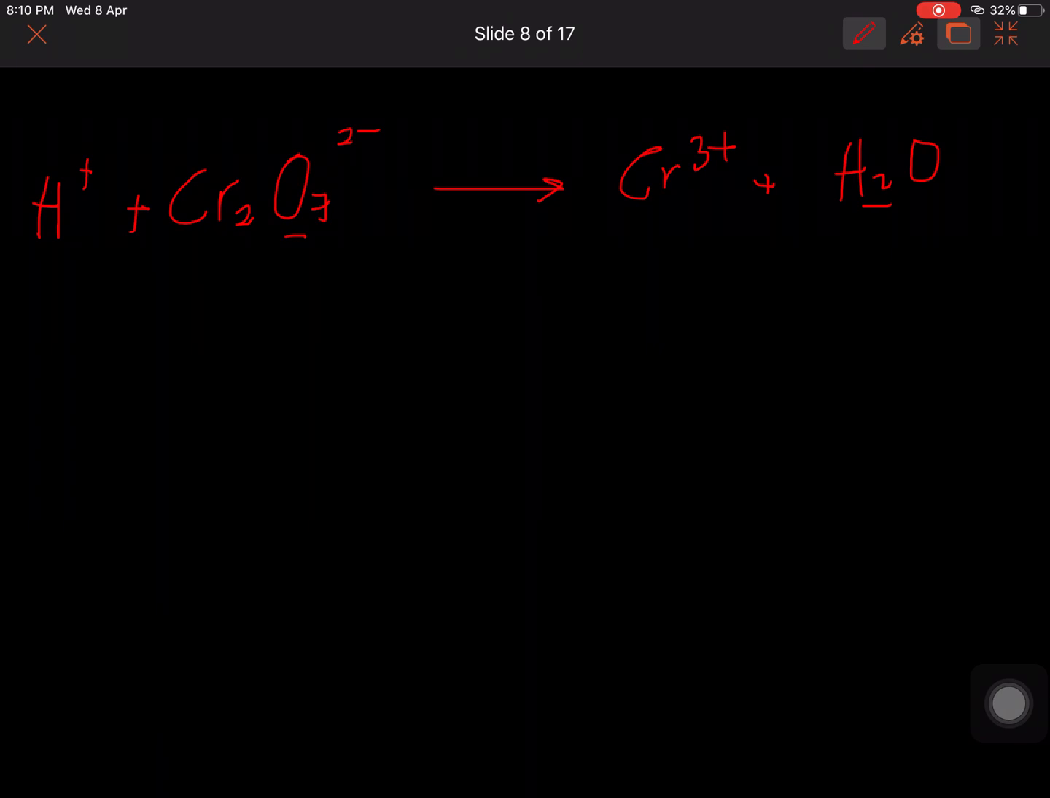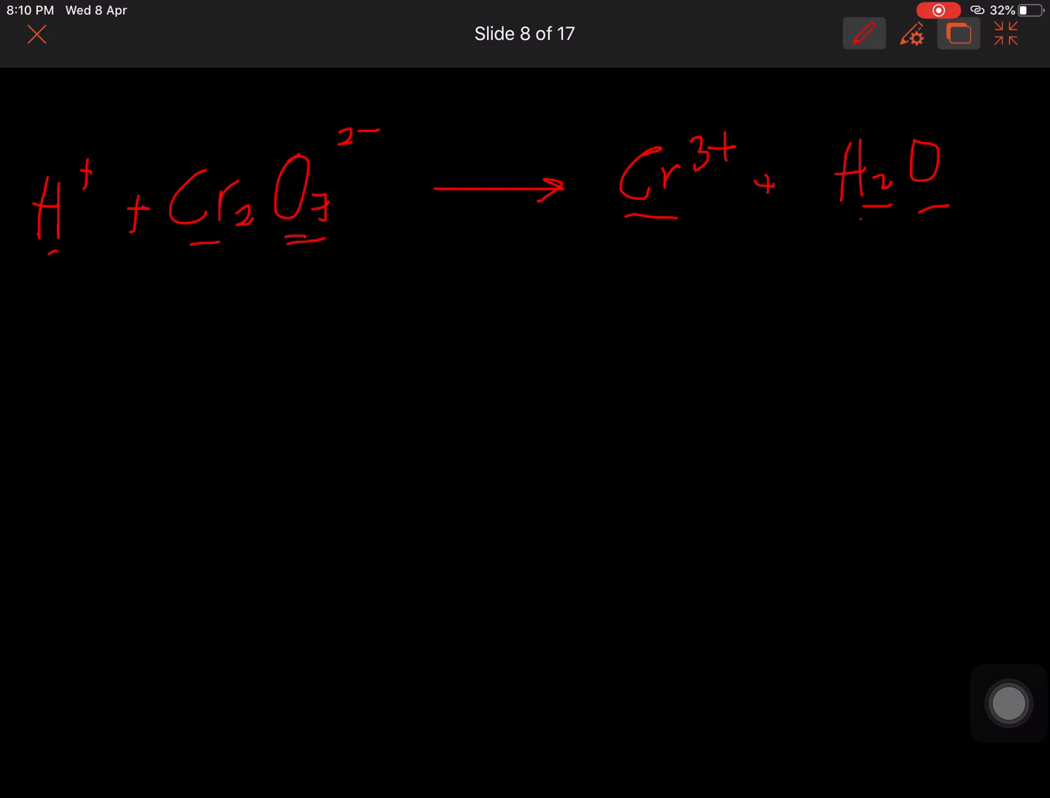So now all the elements are equal. Semua dah ada presence. Okay, hydrogen here ada, hydrogen here ada. Cr ada sini, Cr also ada sini. Oxygen ada sini, oxygen ada sini. Cuma not balance in the number of the atom.